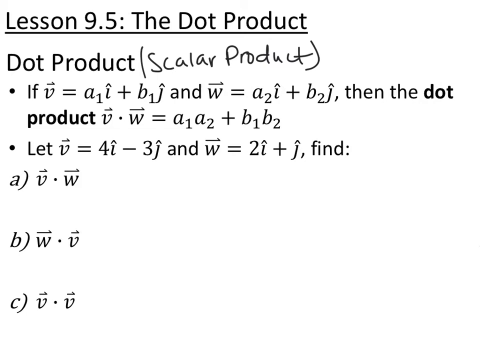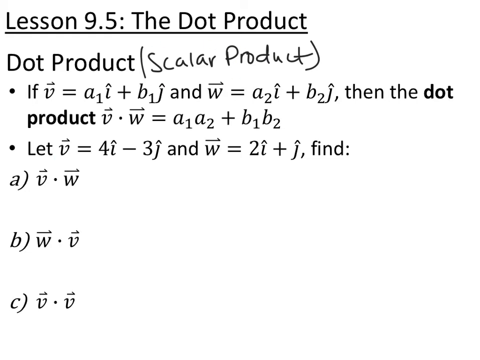So the dot product is a type of vector multiplication where you multiply the x components together and add multiplying the y components together, and you end up with just a number instead of a vector. The dot product is sometimes called the scalar product because you end up with the number.